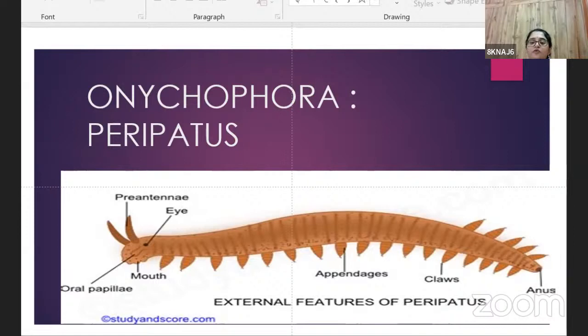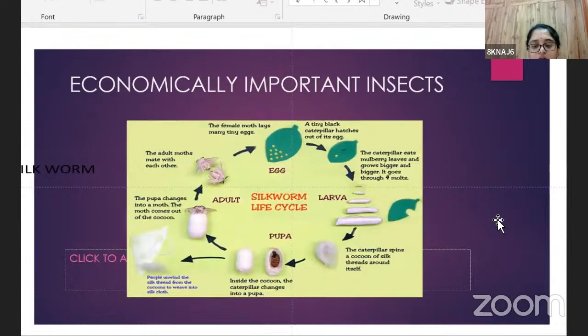Now, when it comes to the insects which are of productive importance, economically important insects are the silkworm, honeybee, and the lac insects. So in the silkworm, this is the kind of life cycle as seen. The female moth lays tiny eggs. These come out as caterpillars. The caterpillars start eating the leaves. They are present on the mulberry tree basically.